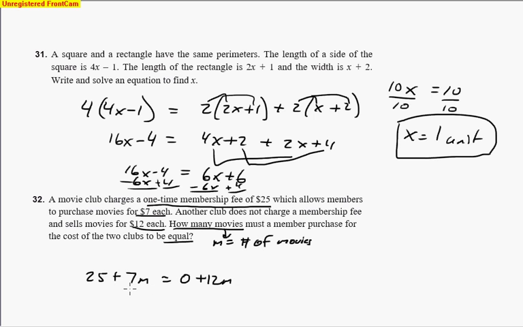So I'm ready to solve. I'm going to subtract the 7M from both sides. Leaves me with 25 equals 5M. So I divide by 5. That gives me my answer. M equals 5. So it's 5 movies. Make sure you put some units with your answer.